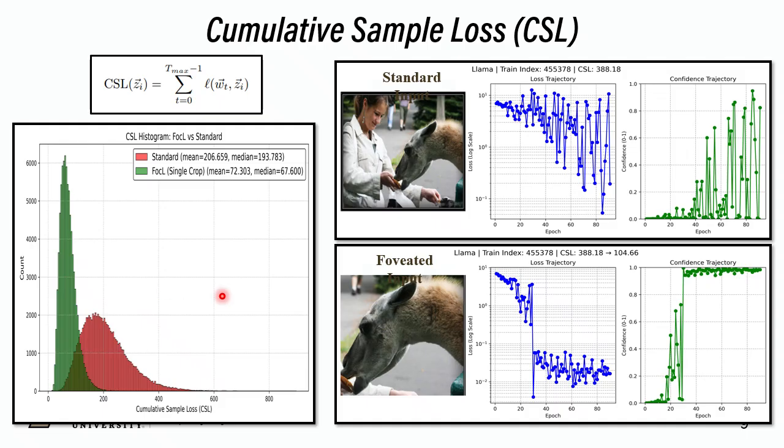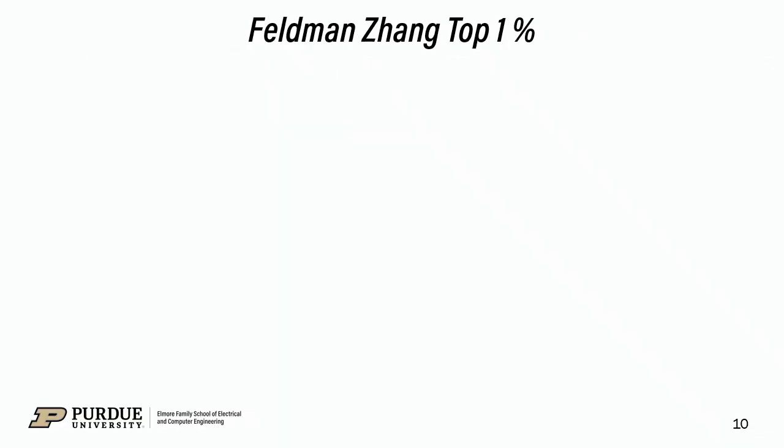So with the CSL profile and one sample showing the trajectories of these metrics, we show how CSL can be used to really understand how focal learning benefits by lowering memorization. More such samples are provided in the appendix of the paper. So next we'll look into the Feldman-Zhang top 1% samples.